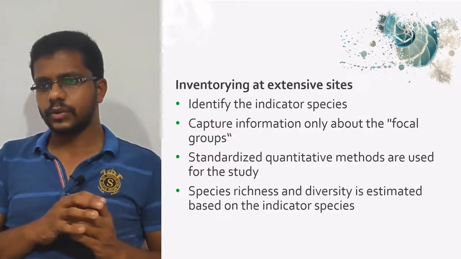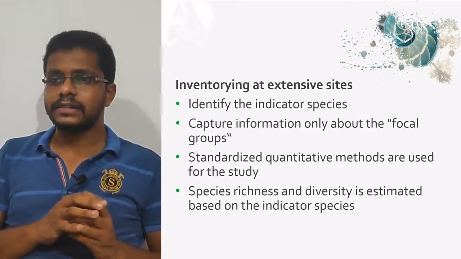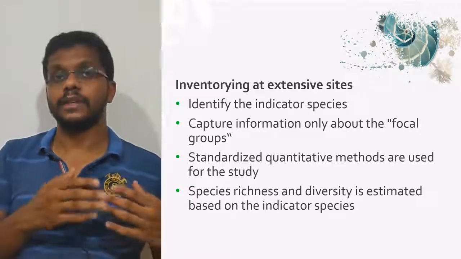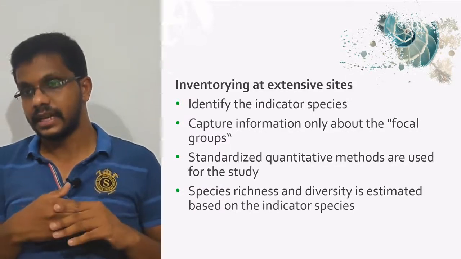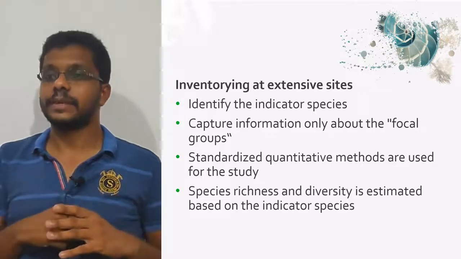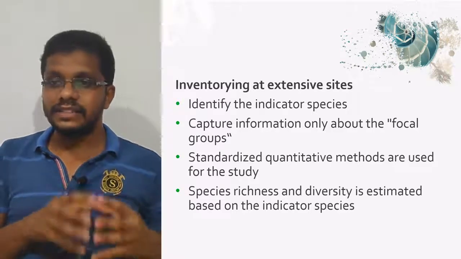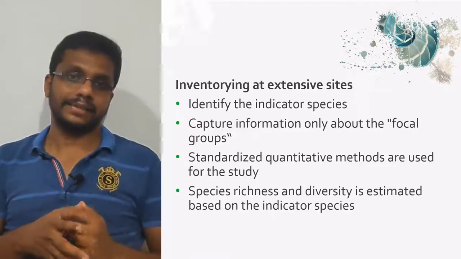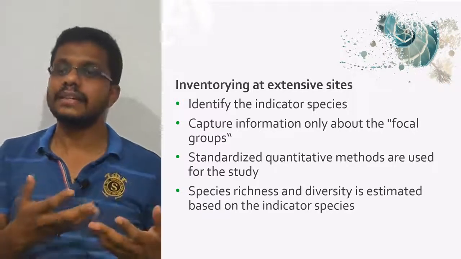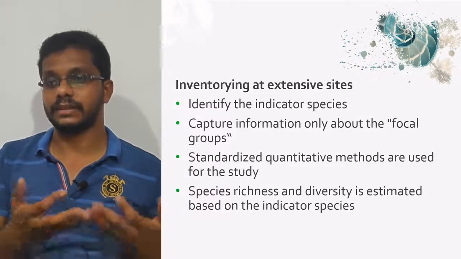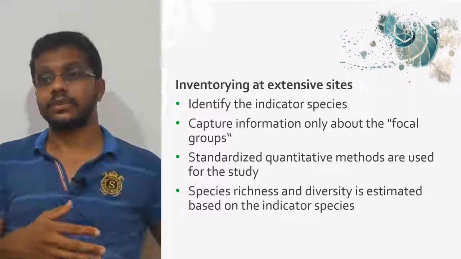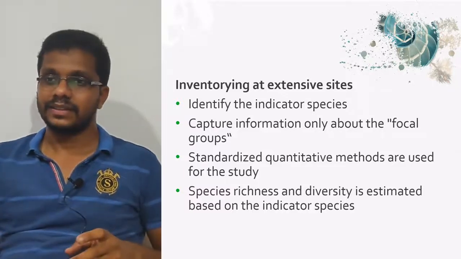At this site, we are not going for intensive sampling. Instead, we are using quantitative sampling. We want to know the quantity, how many of this indicator organism are present, and standardized quantitative methods will be used. Species richness and diversity are estimated based on the indicator organism. We are not directly estimating the species richness and diversity. Instead, we are making an estimate based on the number of indicator organisms.